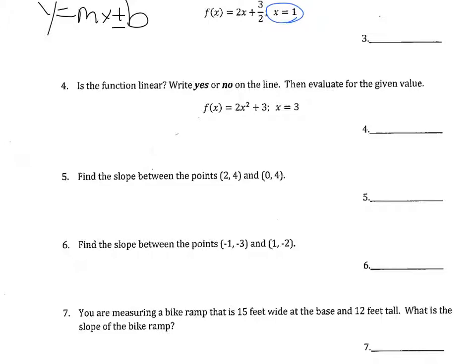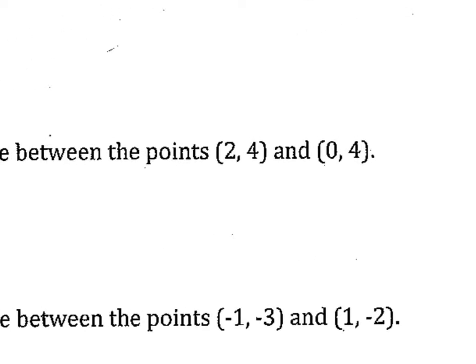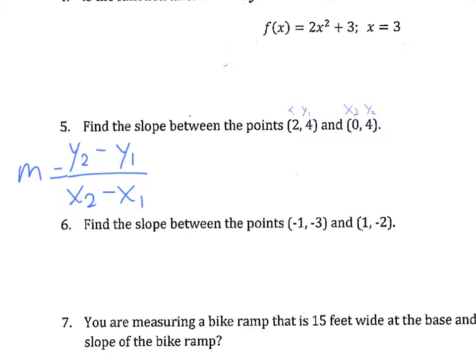In numbers 5 and 6, we want to find the slope between these 2 points. Just remember to find your slope, it's m equals y2 minus y1 over x2 minus x sub 1. And I find it to be very helpful if we zoom in. There's your x1, there's your y1, here's your x2, and there's your y2. All right? So good luck here. That's number 5 and 6.